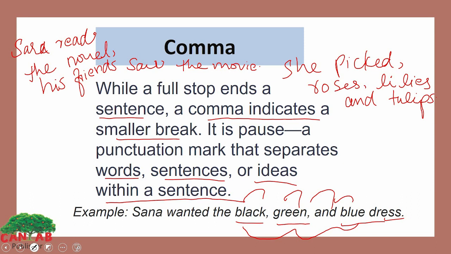Here, "Sarah read the novel" is one simple sentence. So we have added a comma, and we take a pause. After that, we start another simple sentence: "His friend saw the movie." Sarah read the novel, and his friend saw the movie.